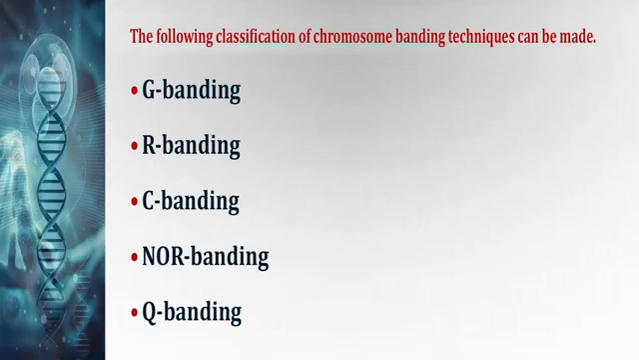Identification and detailed analysis of human chromosomes with the introduction of chromosome banding became one of the essential innovations in cytogenetics. Based on the differential staining of chromosomes, the following classification of chromosome banding techniques can be made: G banding, R banding, C banding, NOR banding, Q banding.